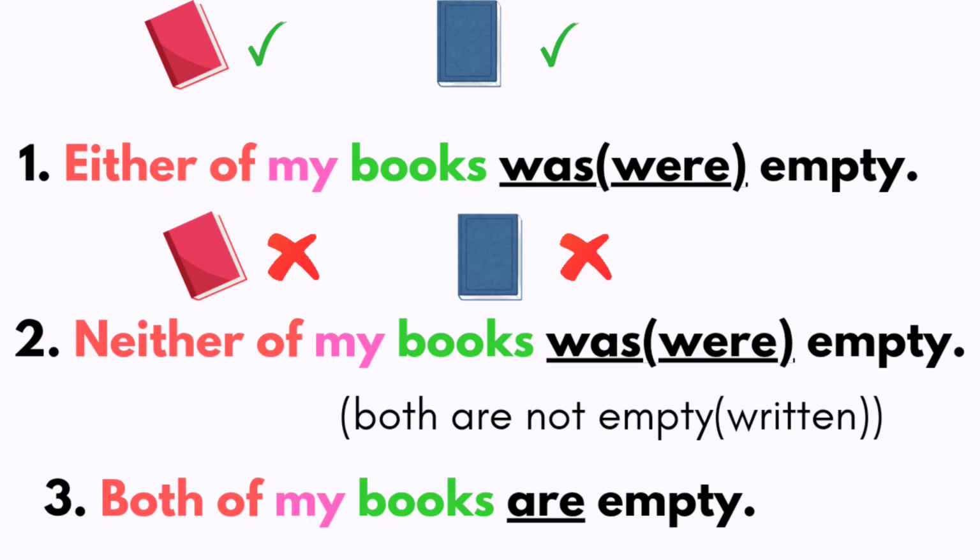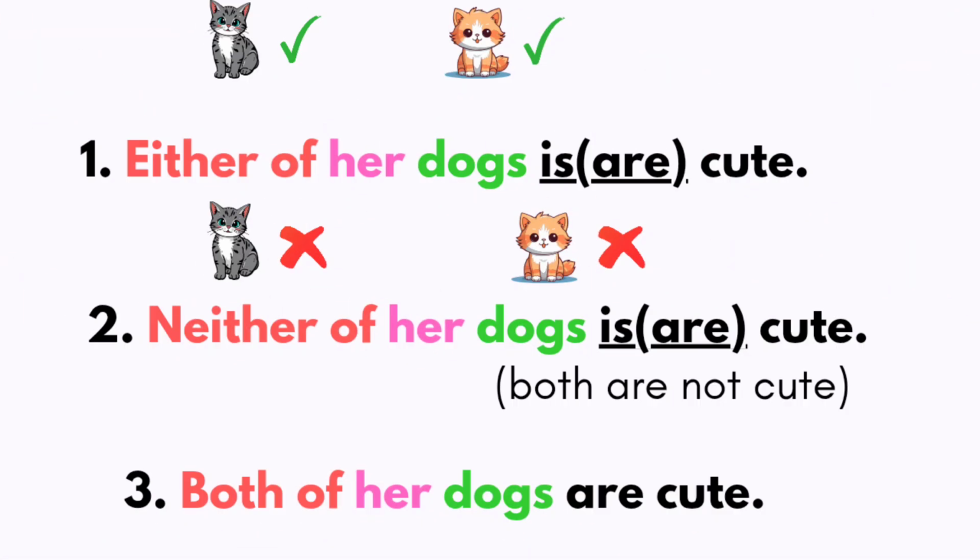So when we want to talk about specific things, we use this, okay? My books, the books, these books, her books, which means specific. So this example is clear, right? We'll see another 3 examples, okay? Third example, either of her dogs is cute.